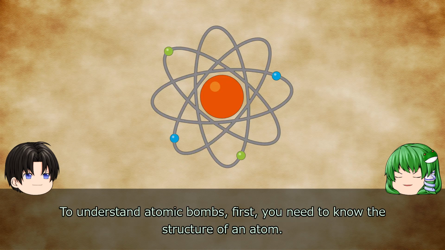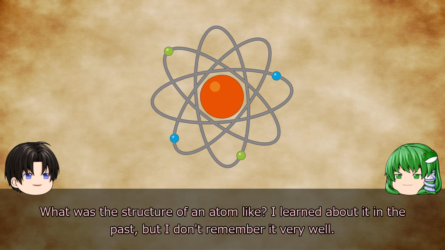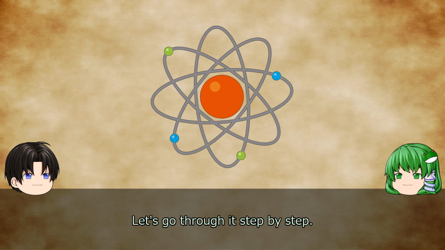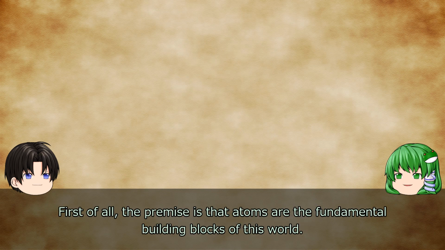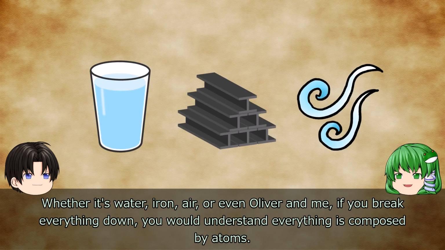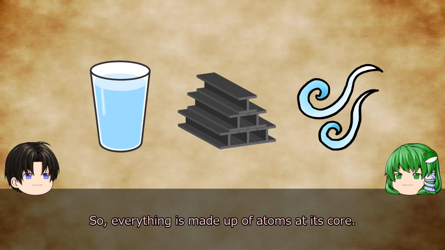To understand atomic bombs, first, you need to know the structure of an atom. What was the structure of an atom like? I learned about it in the past, but I don't remember it very well. Let's go through it step by step. First of all, the premise is that atoms are the fundamental building blocks of this world. Whether it's water, iron, air, or even Oliver and me, if you break everything down, you would understand everything is composed of atoms. So, everything is made up of atoms at its core?